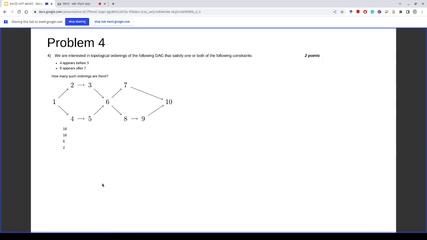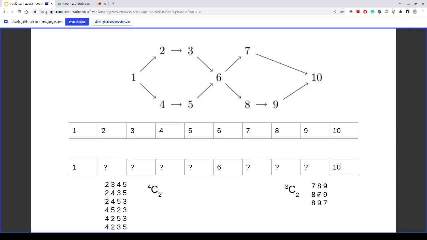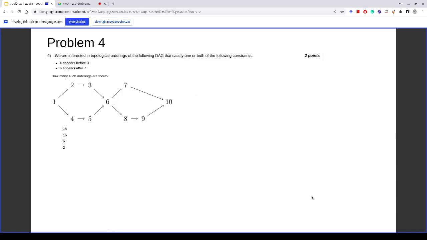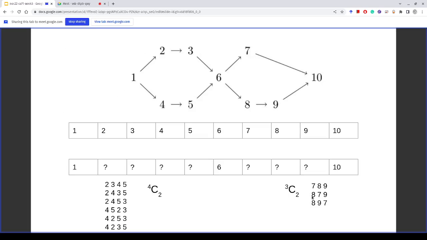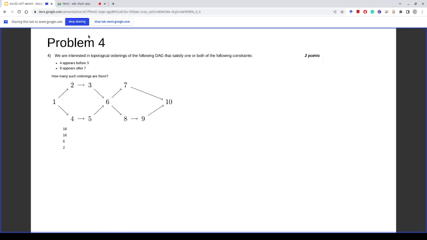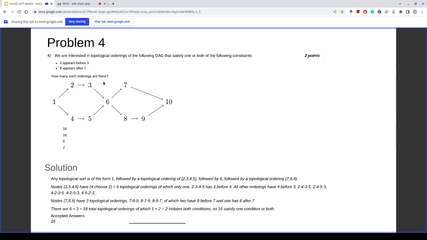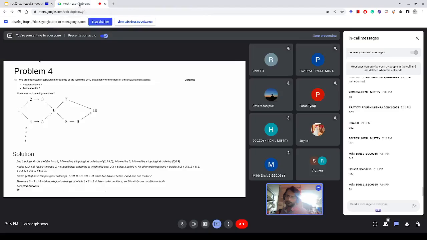Then you have 8 appear after 7. So 879 and 897, these two orderings break the constraint, because here 8 actually comes before 7 and we want 8 to appear after 7. So in total, 1 into these two possibilities, you will have 2 possibilities out of the 18 possibilities which will not satisfy your constraint. So your final answer would be 16.